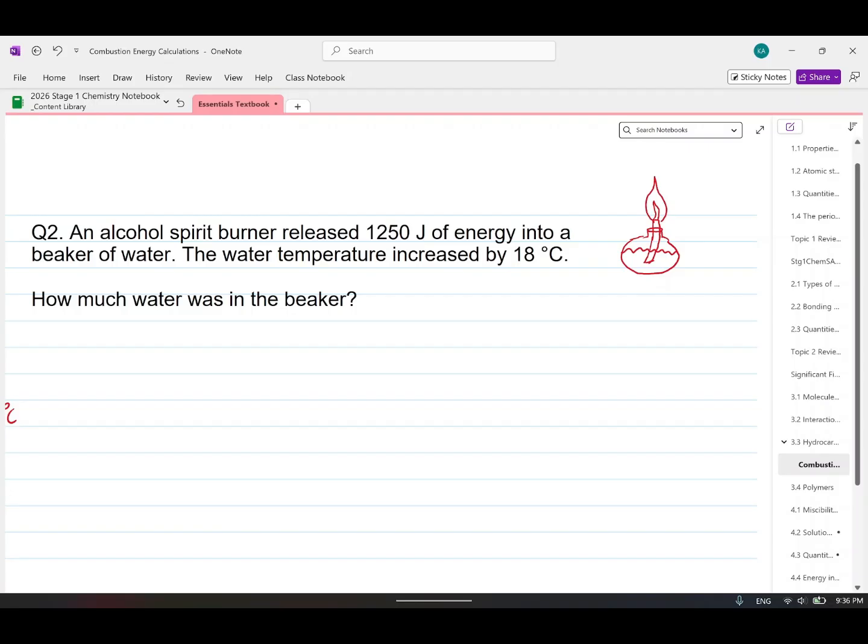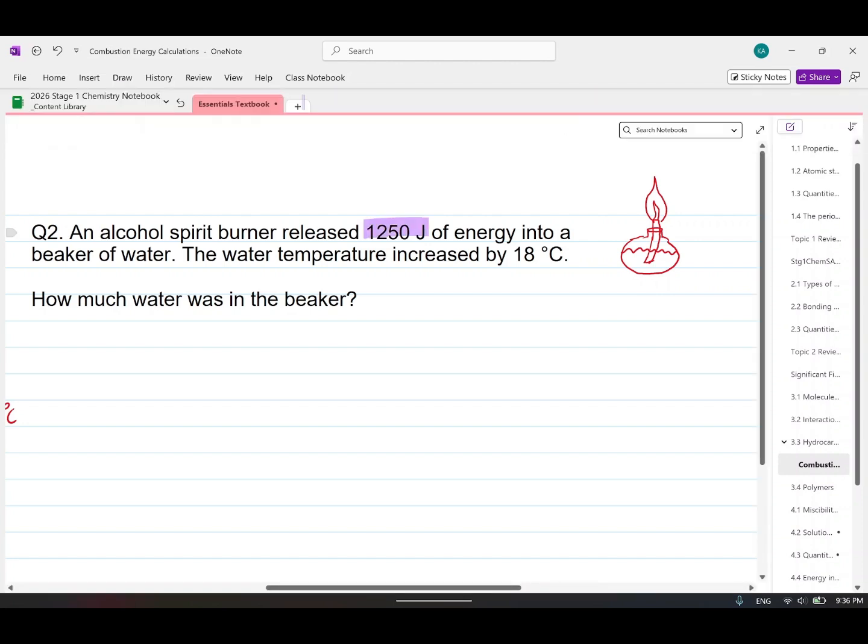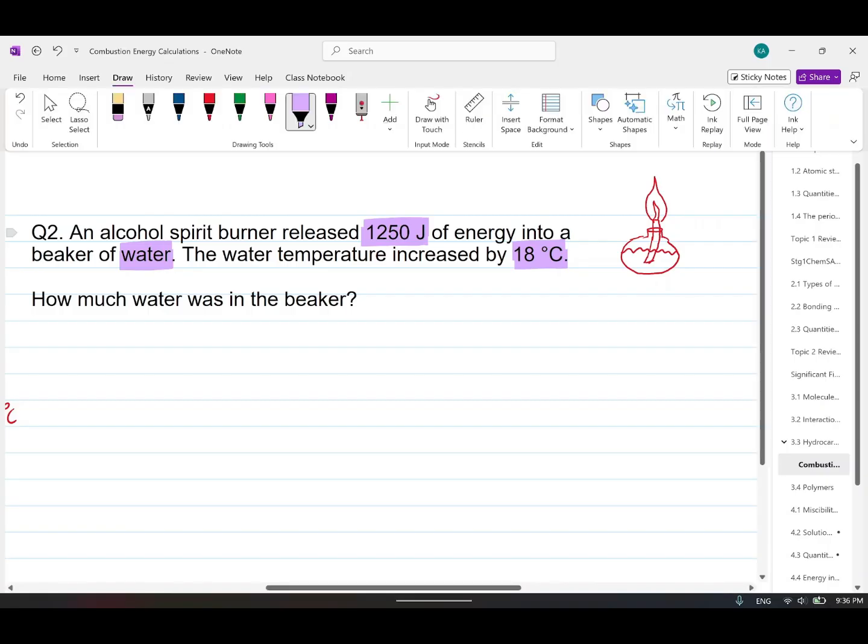So we have an alcohol spirit burner releasing 1,250 joules of energy into a beaker of water. The water temperature increased by 18 degrees Celsius. Again, we can highlight some of the information we need: the alcohol burner released this much energy into some water, and the water temperature increased by 18 degrees Celsius. At least we've highlighted all the information in that first bit. We need to look at the actual question though, which is how much water was in the beaker.